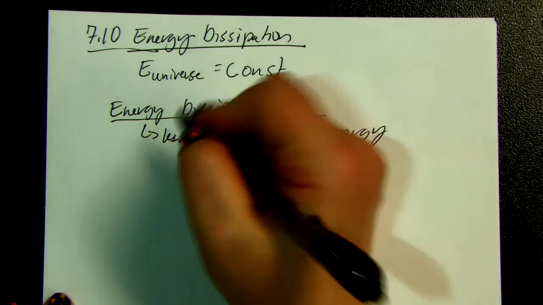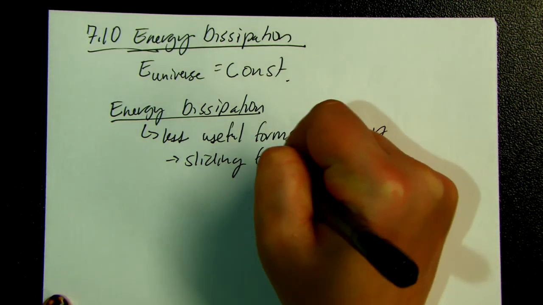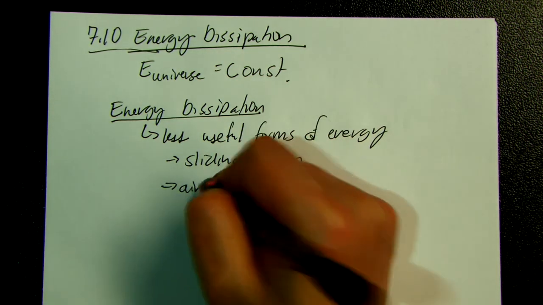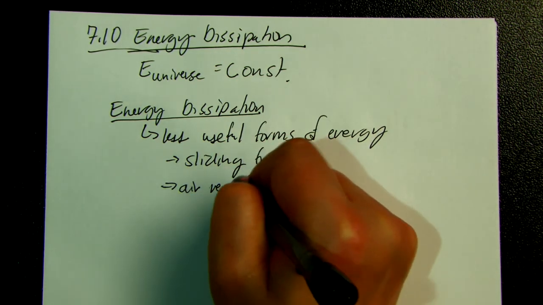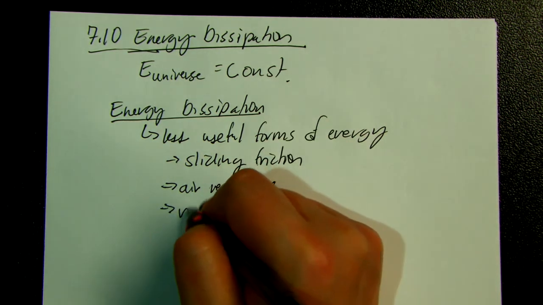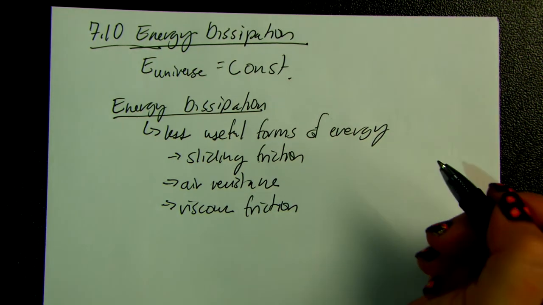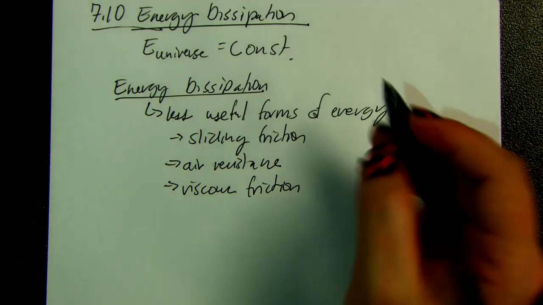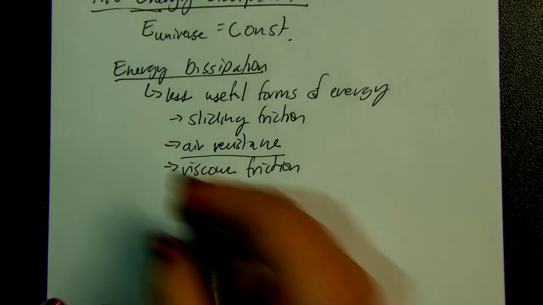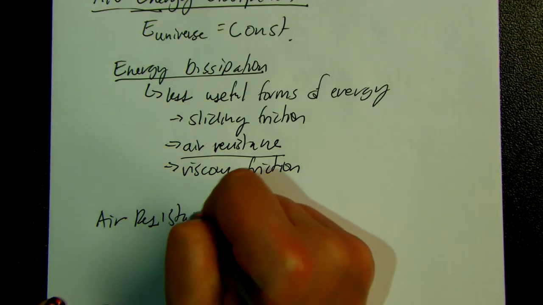So some examples of this would be sliding friction, which I just showed you, air resistance, viscous friction. These are all forms of energy dissipation. All right, but there's one in particular we're going to focus on, which is air resistance. And this is something you all have practical experience with.